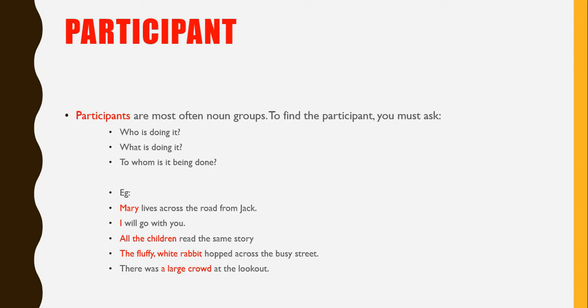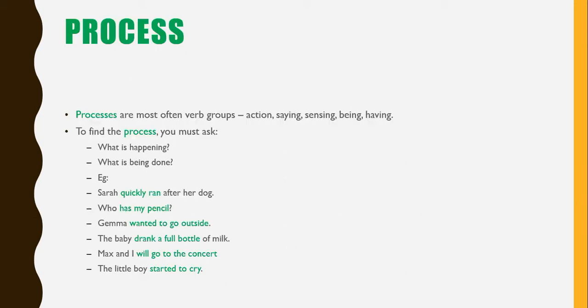And as you can see in these sentences, the participant doesn't always have to be the very start of the sentence. The last example, there was a large crowd at the lookout. The participant is in the middle of the sentence.